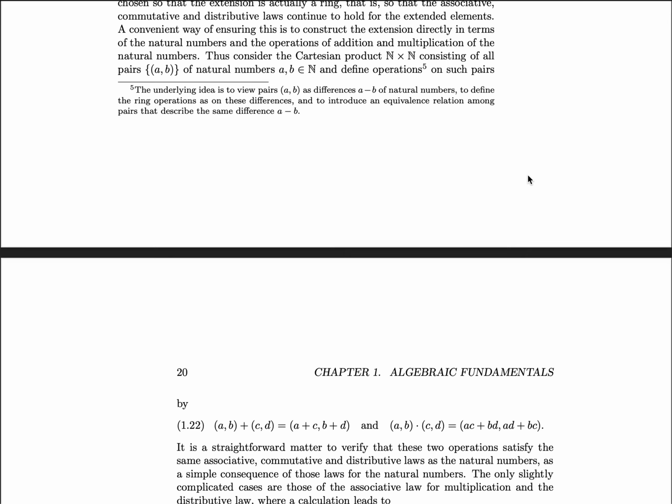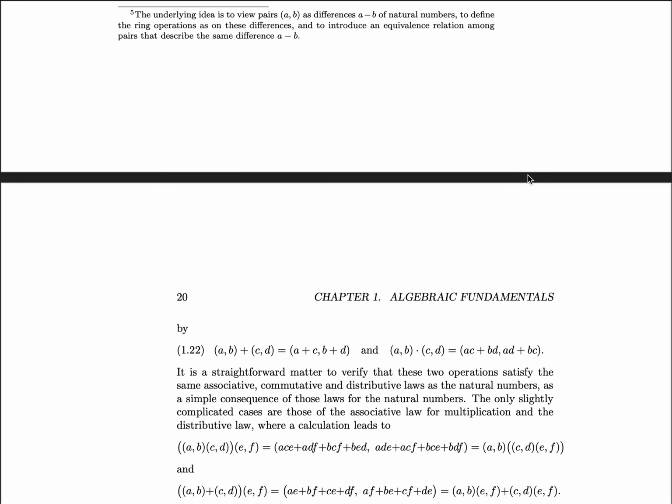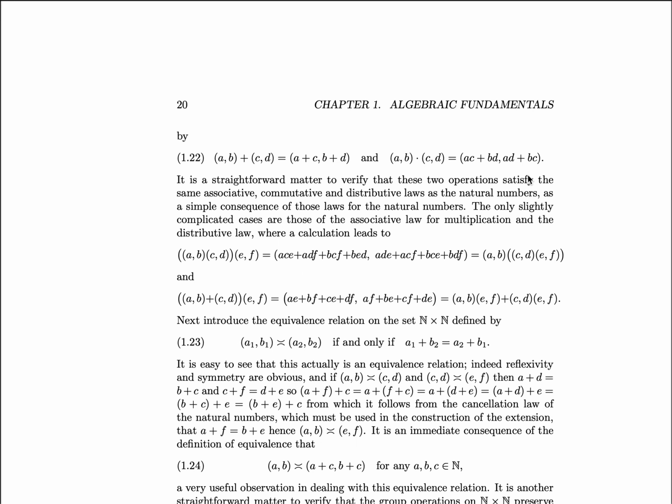A convenient way of ensuring this is to construct the extension directly in terms of the natural numbers. Namely, we construct the Cartesian product N cross N, consisting of all pairs of natural numbers a and b that we write as (a, b). And we define the following operations on such pairs. The sum of two pairs, (a, b) plus (c, d), is pretty natural. It's (a plus c, b plus d). But the multiplication operation is a little more in depth: (a, b) times (c, d) is equal to (ac plus bd, ad plus bc).